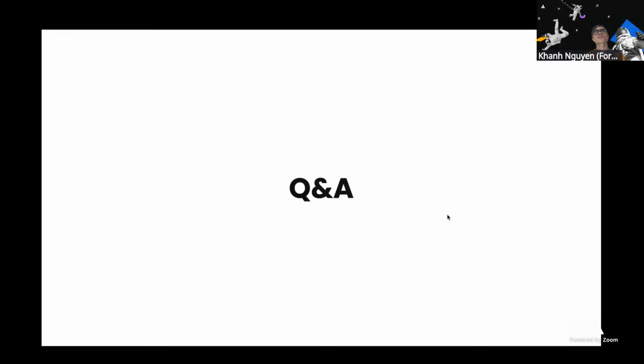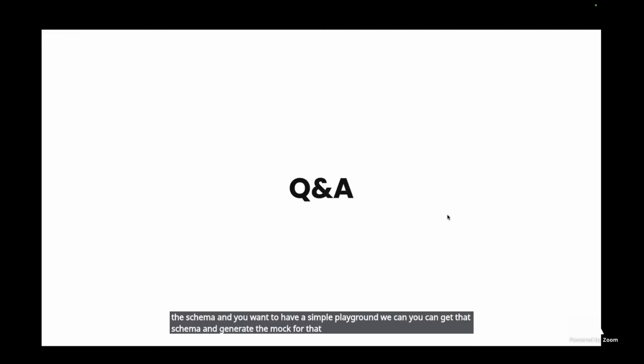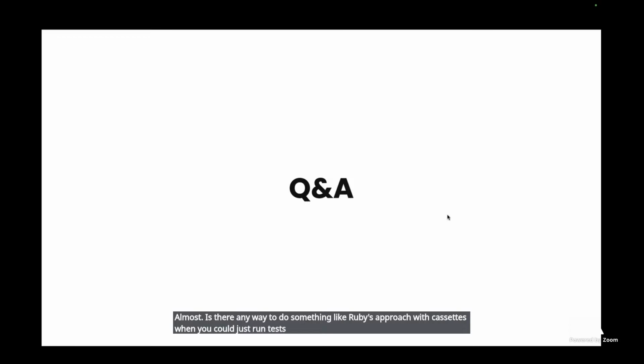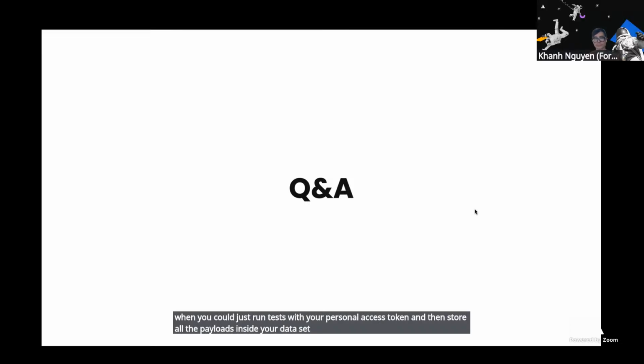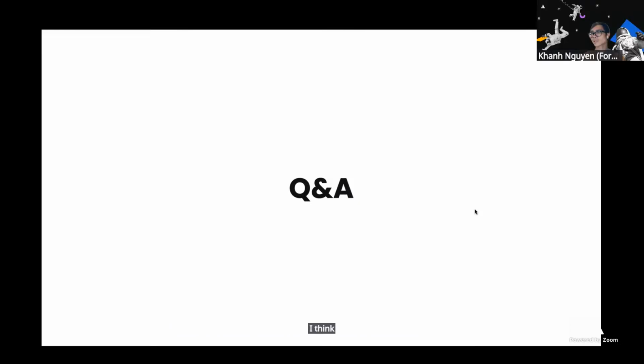Right. So you want to see the schema, and you want to understand the schema, and have some place where you can get that schema and generate the mock for that. Almost. Is there any way to do something like Ruby's approach with cassettes, where you could just run tests with your personal access token and then store all the payloads inside your data set and just reuse these payloads later? Got it. Yeah, I think that's a good idea.